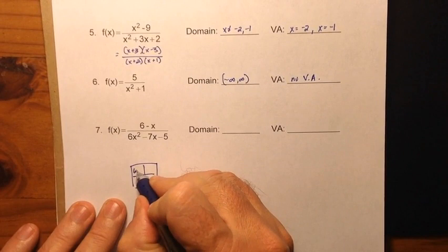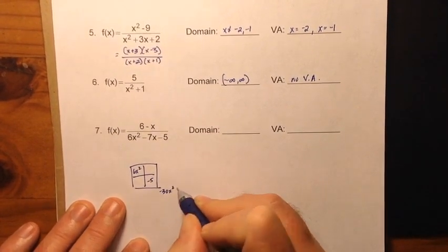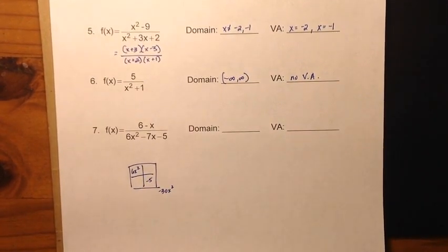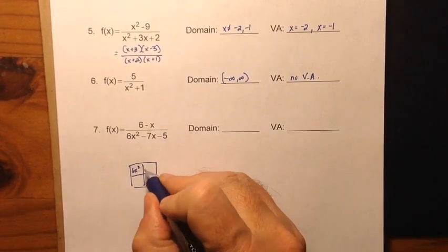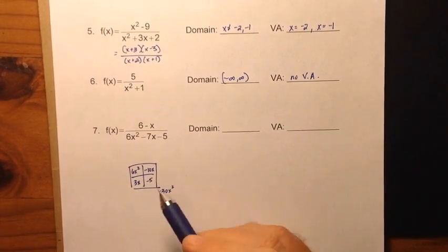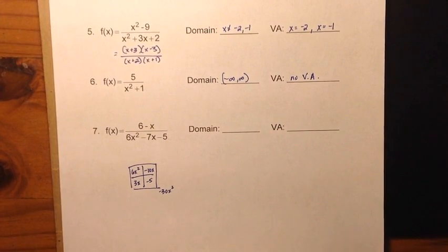We'll say 6x squared times negative 5 is negative 30x squared. I want two numbers that multiply to give me negative 30 and add to give me negative 7. Does that work? How about 10 and 3? So negative 10x and positive 3x should work. Negative 10 times positive 3 is negative 30. If I add those together, I get negative 7.